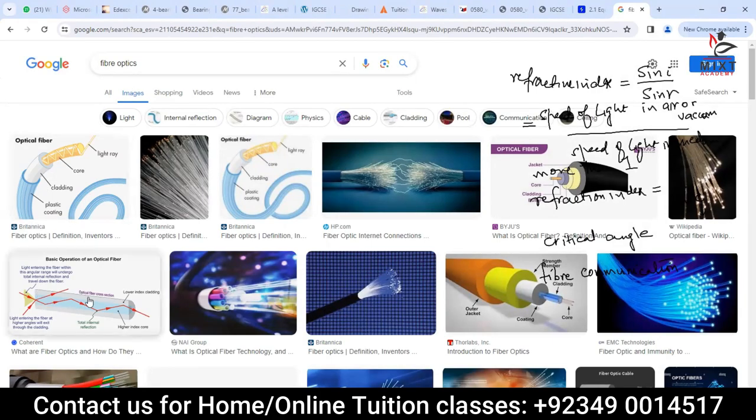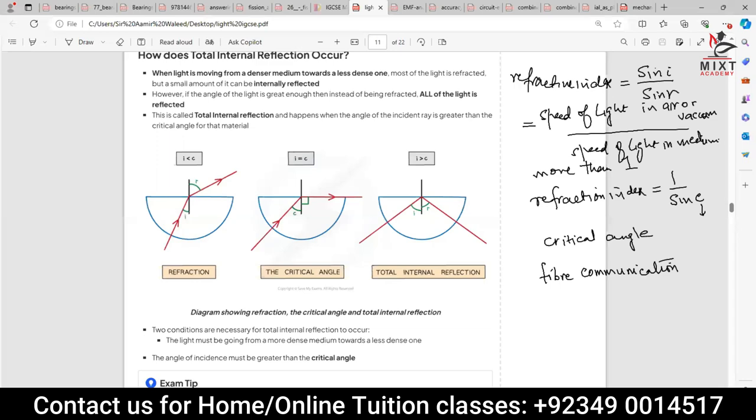In fiber optics communication, we use this phenomenon of total internal reflection. The reason is that we want our light to pass continuously like this. The light signal which we pass into the fiber is very thin, so we don't want the signal to get out of the fiber. Can you tell me why? Because each light signal carries data, so we don't want our data to be lost.